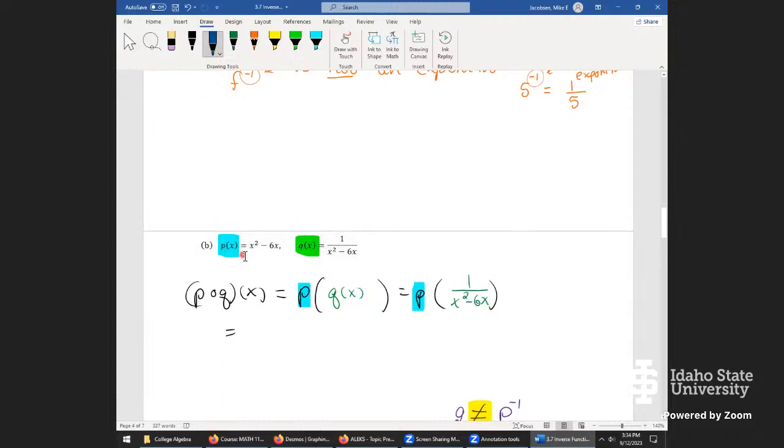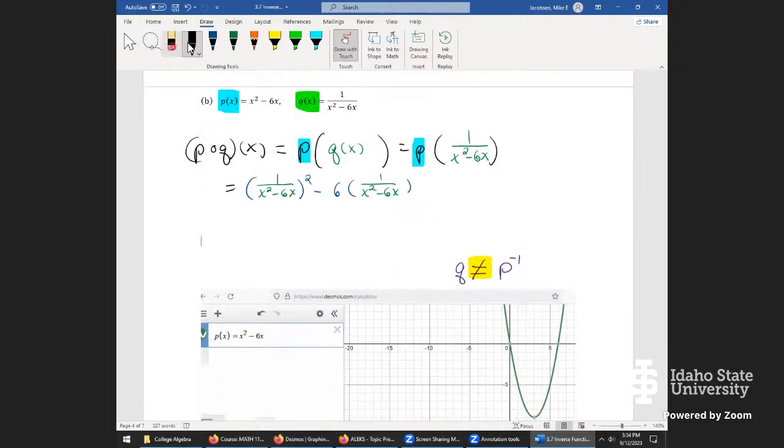Then go back to the P function. It takes the square of something minus 6 times something. No matter what your something happened to be, and this time it's this: 1 over x squared minus 6x, 1 over x squared minus 6x. So that's our function. And if they were inverses, somehow, some way, all of that has to equal x. Well, we can do some algebra on it, but no matter how much algebra we do, would you agree it's probably impossible this equals x? I would agree with that assessment here.